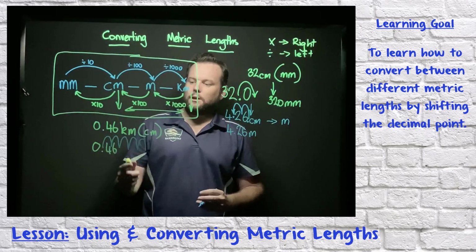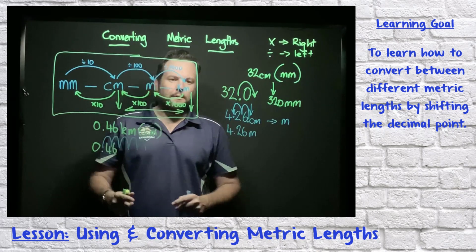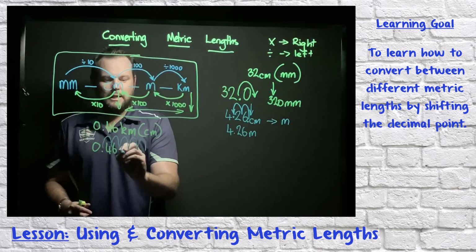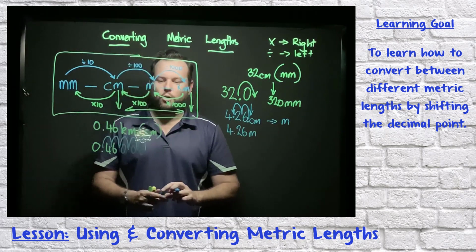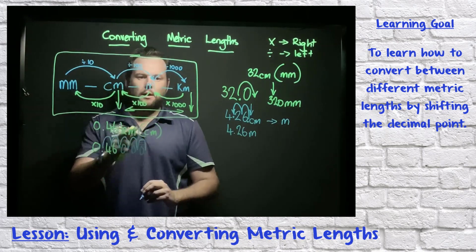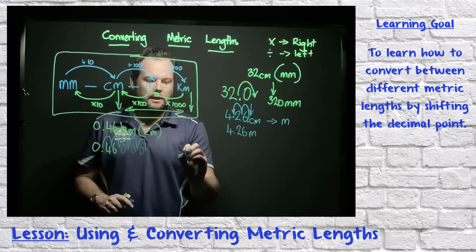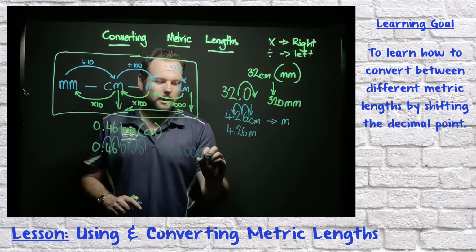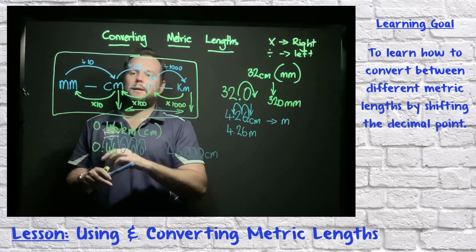Now hang on, Mr. Wheel. We're in a situation where there's nothing here. All we do is we just add in zeros, okay, and then that's where my decimal point will go. So, 0.46 kilometres equals 46,000 centimetres, okay? And the same applies for going back the other way.